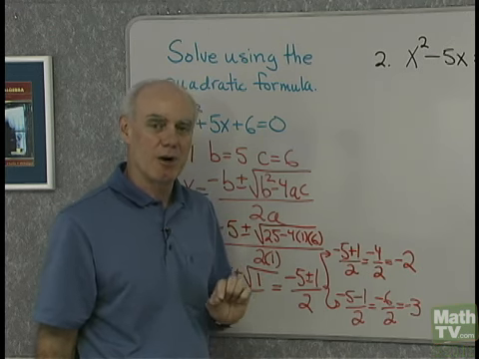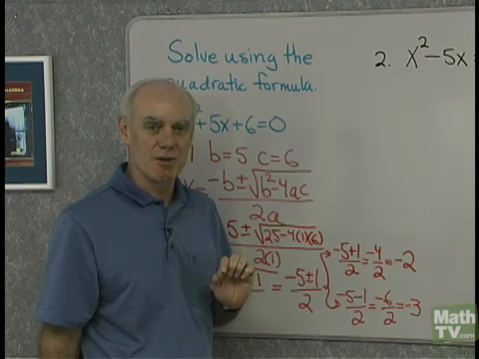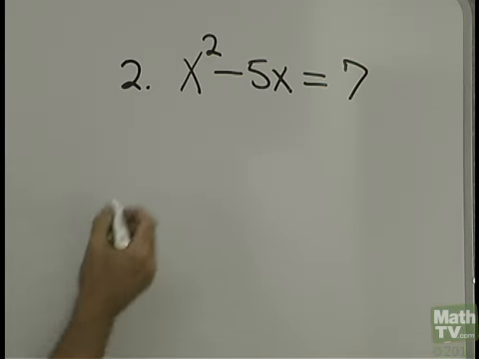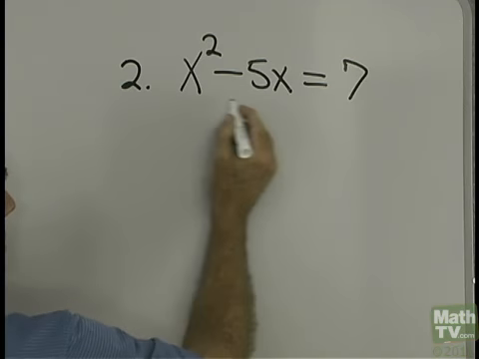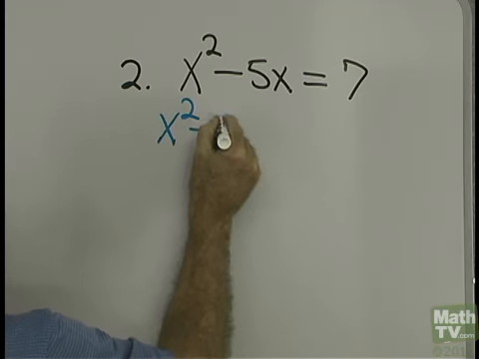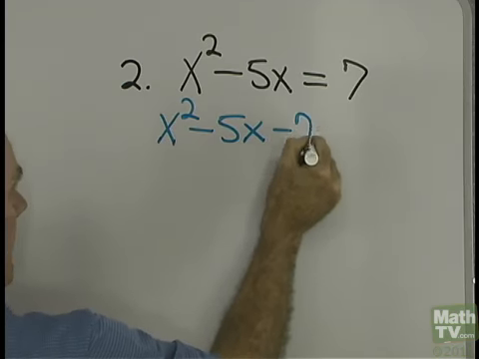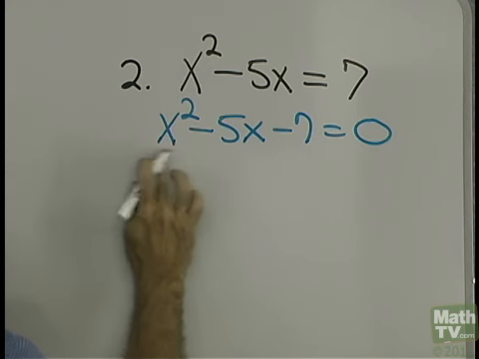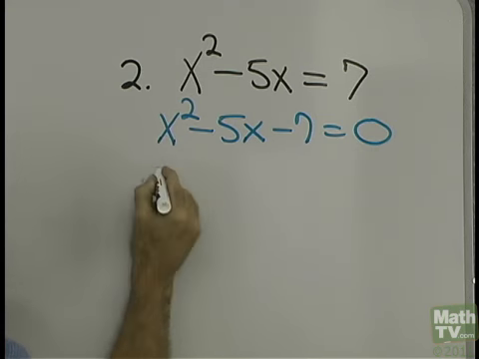Now, let's take a look at a problem that we solved using the quadratic formula that can't be factored. I have x squared minus 5x is equal to 7. The first thing I want to do is put this in standard form. I'll do that by adding negative 7 to each side. I end up with this expression. So I have to identify now a, b, and c.